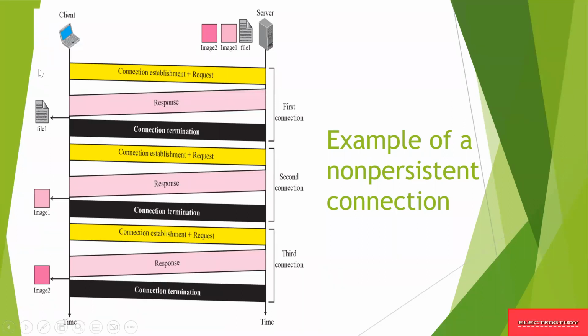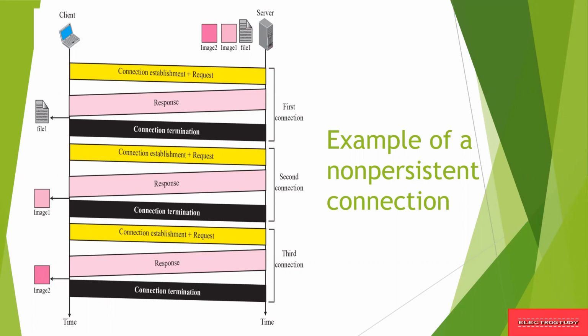You can see here a client and a server with different data: a file, image 1, image 2. This is the file which contains all the images. Here the client needs to access a file that contains one link to an image, that is, from file to image. The text file and the image are located on the same server. We are saying that the file and the image are all located on the same server. And here we need two connections.